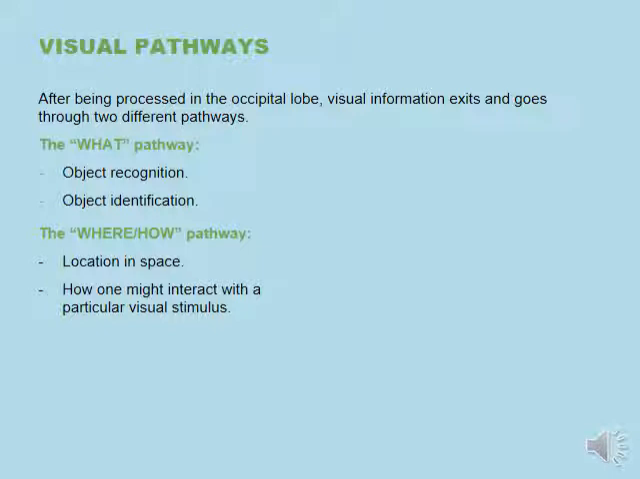So this is object recognition and object identification, in other words, the what. And then the where and how. Where did it happen? Location in space, and how one might interact with a particular visual stimulus. In other words, how will I interact with it?